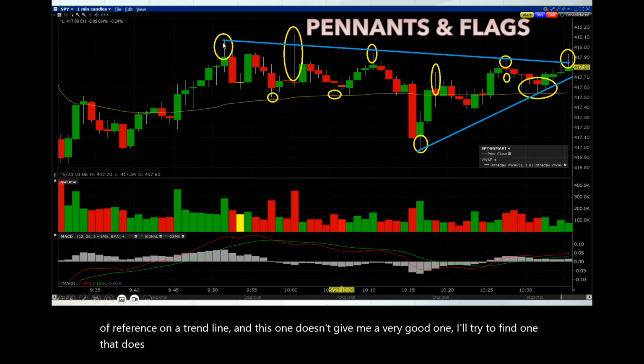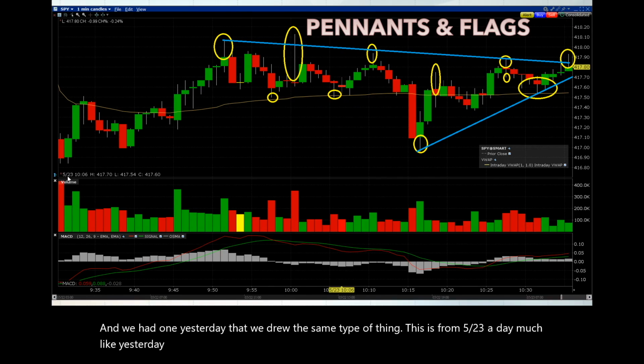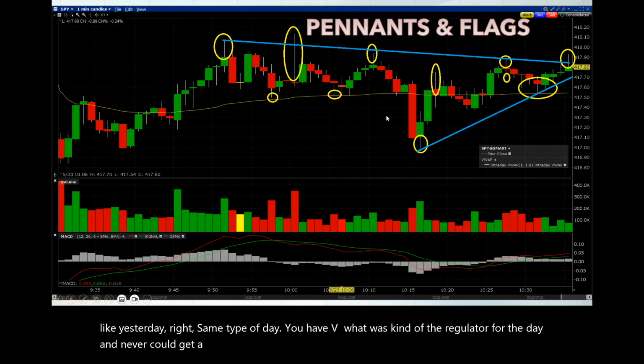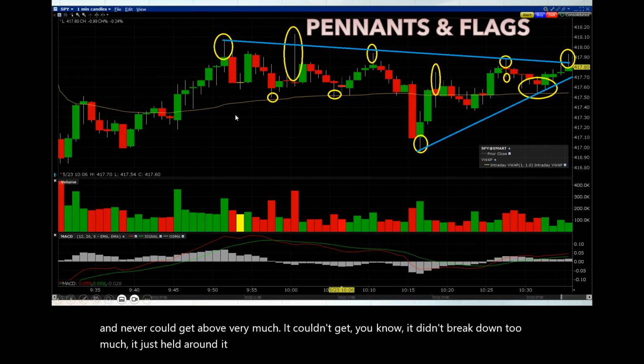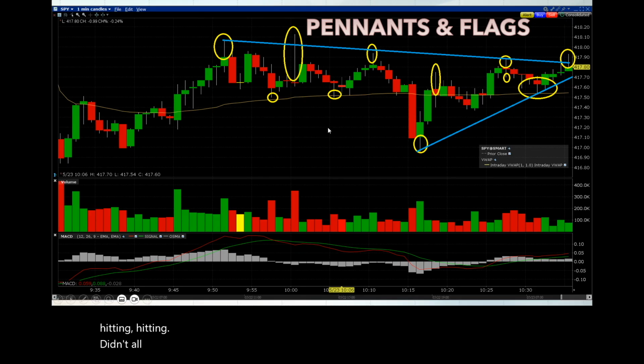Sometimes what will happen, this is an intraday chart, and we had one yesterday that we drew this same type of thing. This is from 523, a day much like yesterday, right? Same type of day. You had VWAP, which was kind of the regulator for the day. It never could get above very much, and it didn't break down too much. It just held around it. Yesterday was a little different in that VWAP was full on resistance. Once it broke down below VWAP, it could not get above it. It just kept hitting all day long and couldn't break above it.